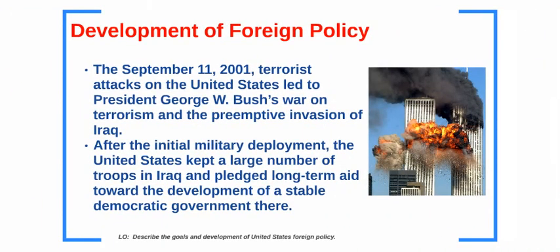The September 11, 2001 terrorist attacks on the United States led to President George W. Bush's war on terrorism and the preemptive invasion of Iraq. After the initial military deployment, the United States kept a large number of troops in Iraq and pledged long-term aid toward the development of a stable democratic government there.